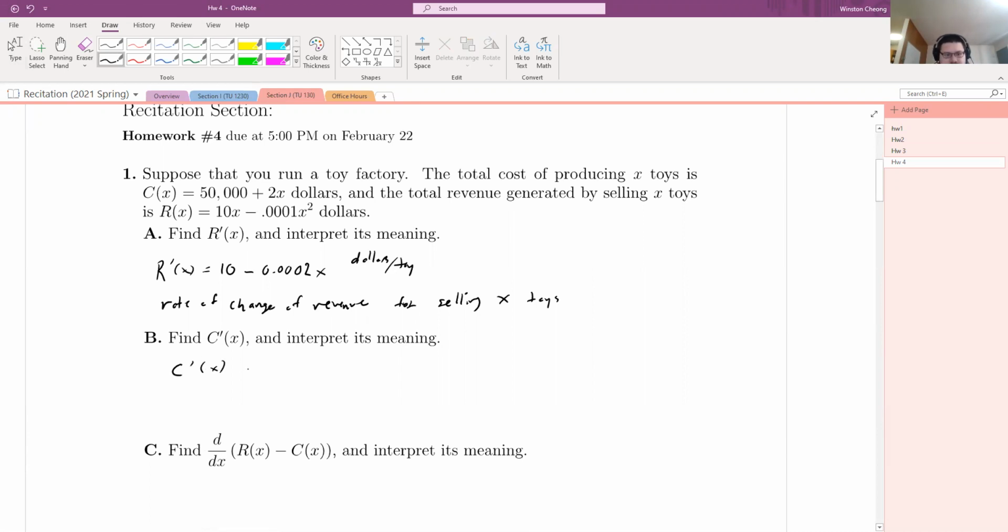For B, it's very similar, but here you actually just get a constant. You get 2, and this will also be in terms of dollars per toy. And same thing, when you interpret the rate of change, it's a bit easier to write what this is since it's just a constant. So rate of change of cost will be $2 per day. Or toy, sorry, toy.